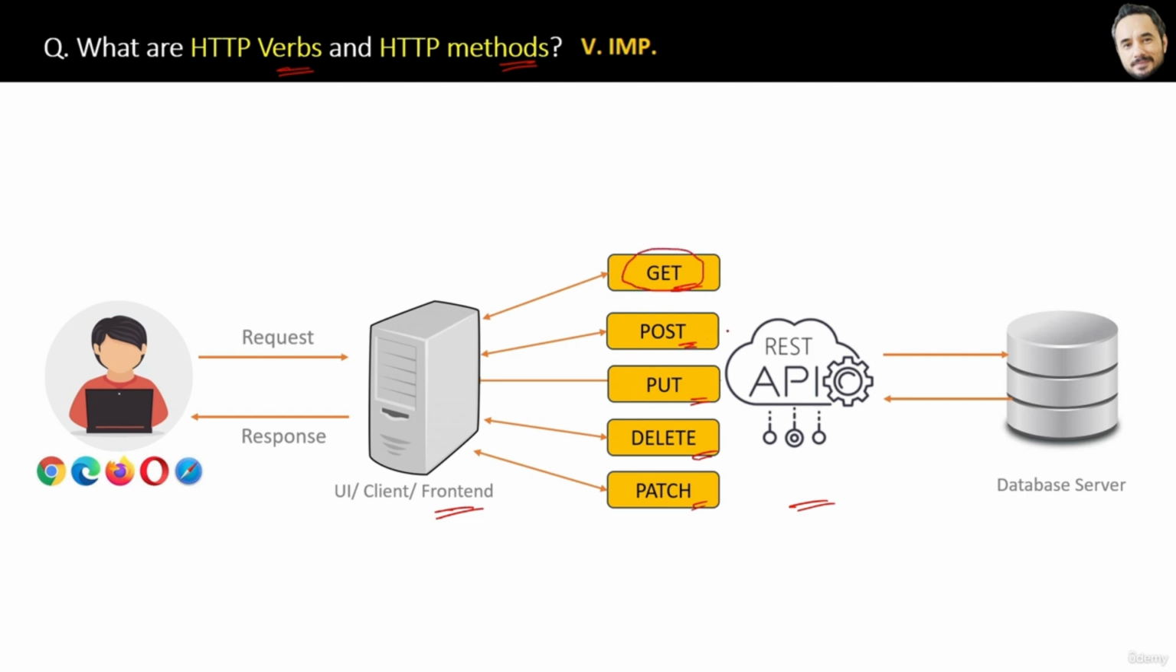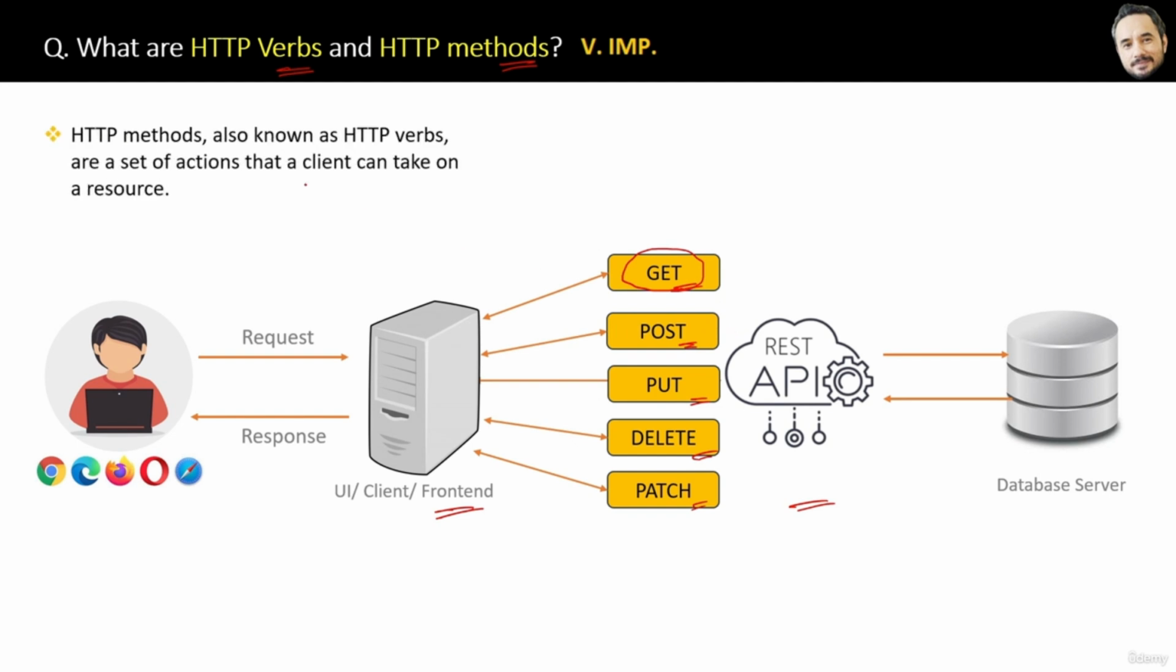And here is a very simple definition of HTTP methods. HTTP methods, also known as HTTP verbs, are a set of actions that a client can take on a resource. In the upcoming question, I will show you the role of these HTTP methods with an example also.